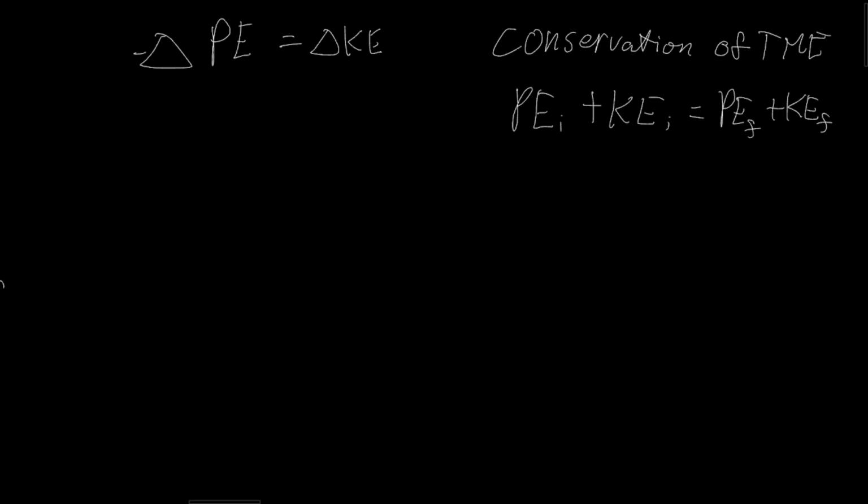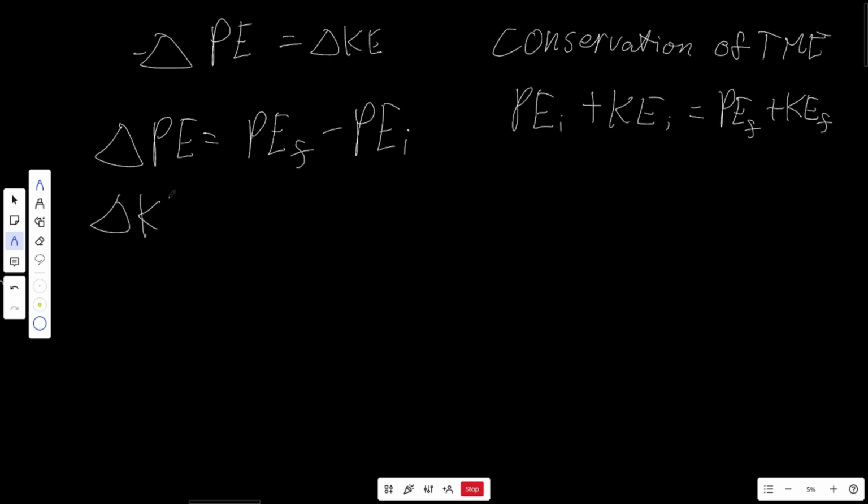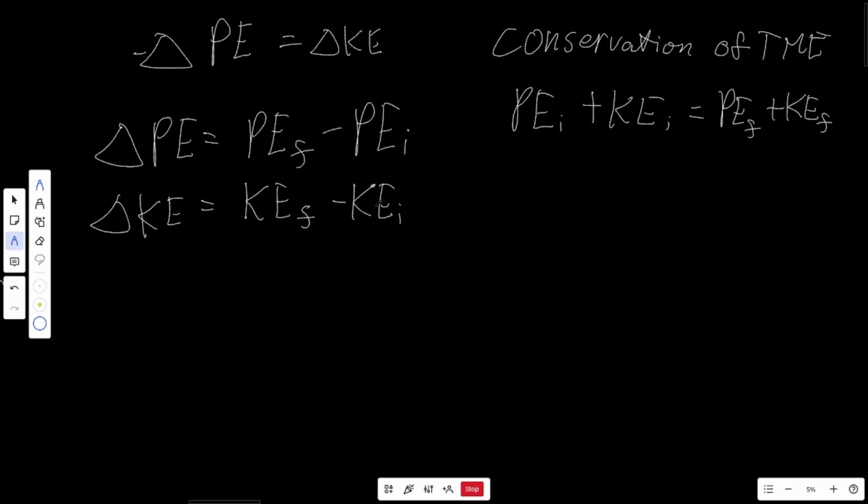So we're going to define first our deltas. Our deltas are described as delta PE is PEF minus PEI, and we also define our delta KE as KEF minus KEI. And for those who are wondering, whenever there's a delta, it is always final minus initial. Okay, so we have this now. Where do we go from here?